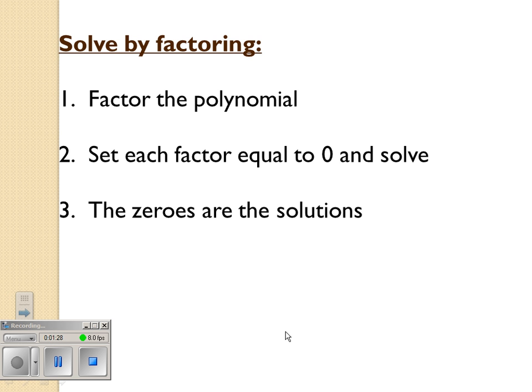So solve by factoring. First, factor the polynomial. Then set each of your factors equal to 0 and solve. It is these solutions for 0 that are the solutions to the quadratic.